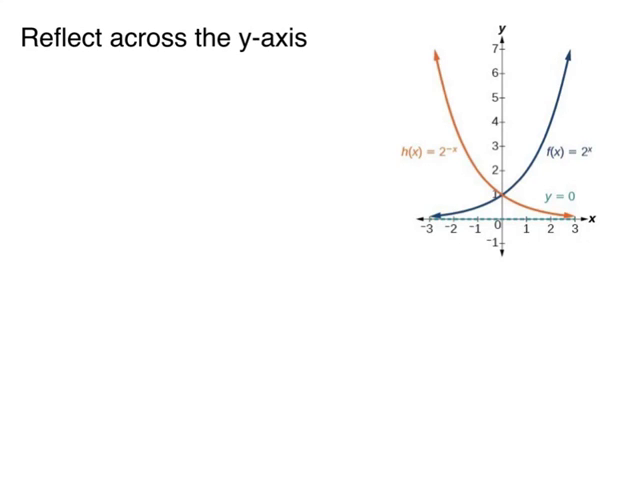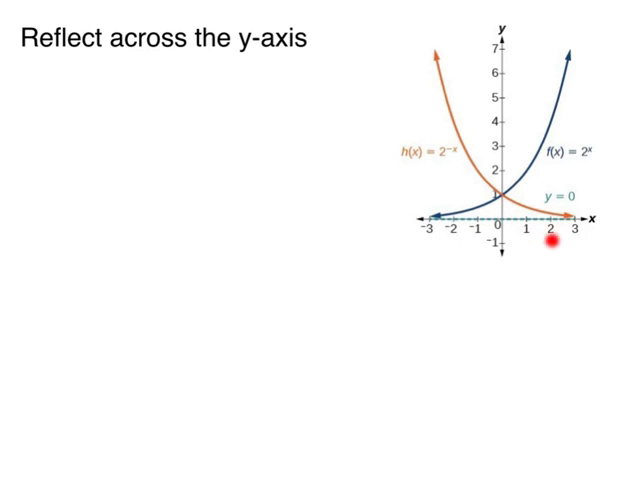Let's take a look at the situation. Here again we have the parent function, 2 to the x power. But when we multiply the exponent where the variable is by a -1, by a negative number, any negative number, what it does is it reflects this graph, it flips it to the left across the y-axis. So when the negative is in the exponent position, it reflects everything across the y-axis to the left.